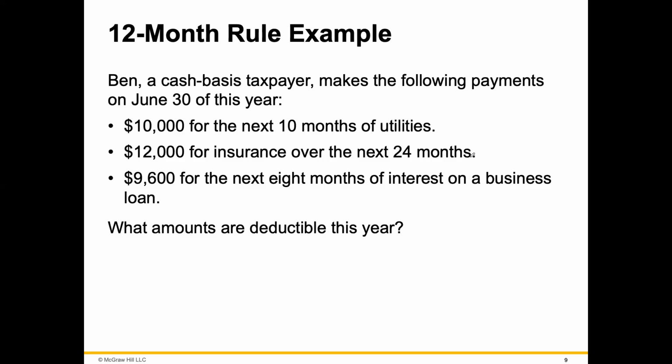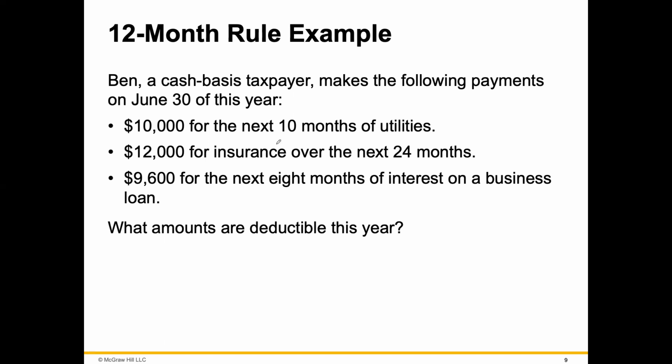So let's look at Ben, who's a cash basis taxpayer, and he makes the following payments on June 30th of this year. $10,000 for the next 10 months of utilities, $12,000 for insurance, and $9,600 for the next 8 months of interest on a business loan. What amounts are deductible from this year?